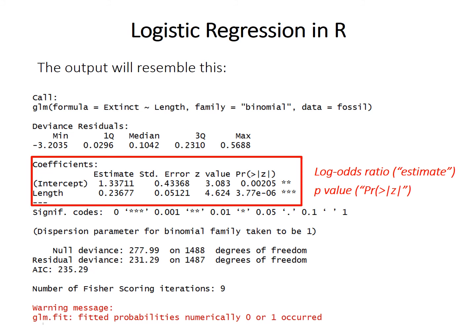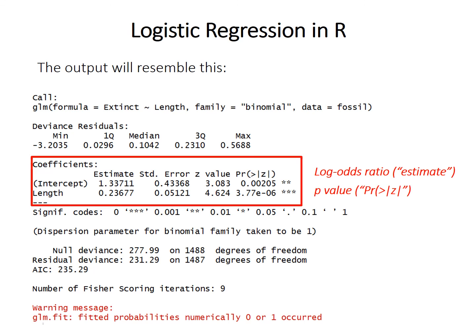So the output will look something like this. There's quite a lot of information in it, but there are some similarities with linear regression that you've seen before. So it gives the distribution of the residuals, which are called the deviance residuals here. And it also gives the coefficients. This is the important part, the log odds ratio, which is in the estimate column, and its p-value. You also have the standard error of the log odds ratio, which is useful if you want to calculate a confidence interval on it, and the z-value that it converts the statistic to.